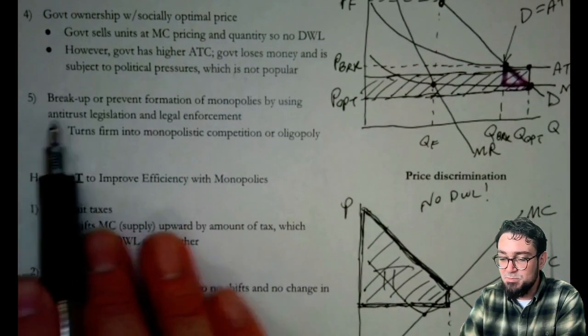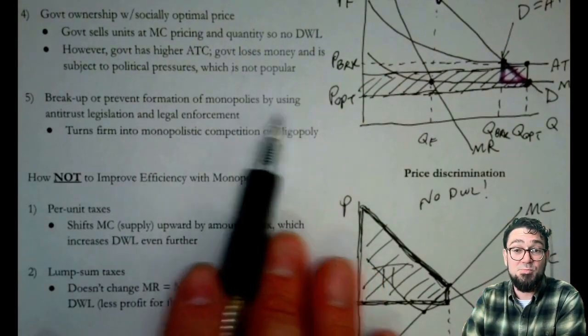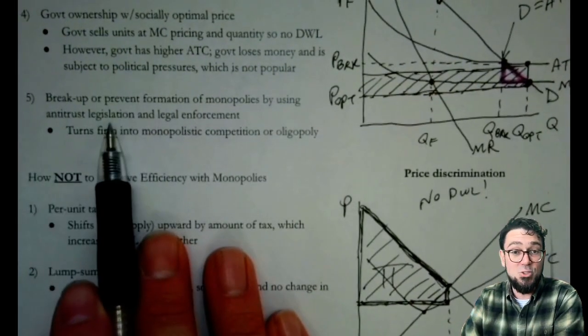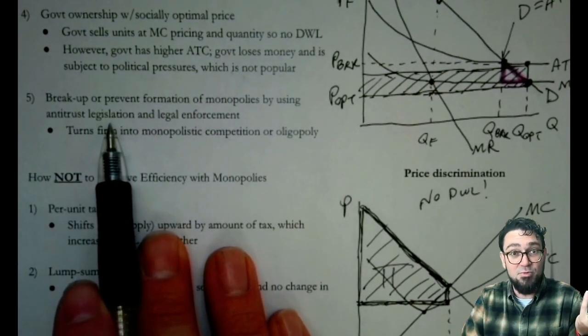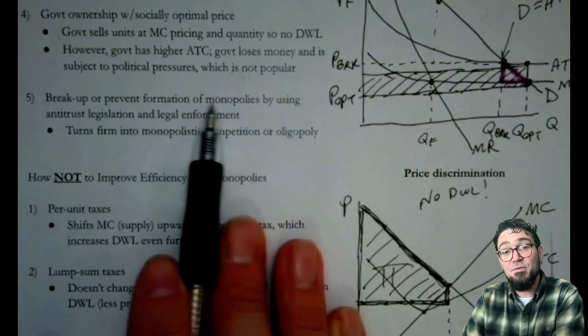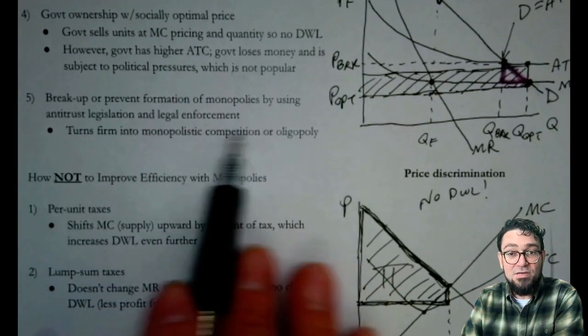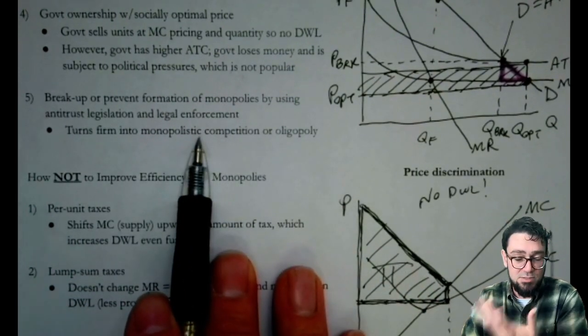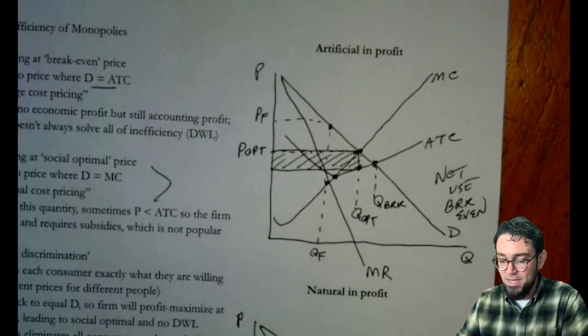The final option here is breaking it up or preventing it from forming in the first place. And so we sometimes will use antitrust laws, which basically are laws that prevent monopolies from forming, or we even break up monopolies and we turn them into different types of market structures. And we'll get to what those are later. So we just say, actually, you can't be a monopoly. We're going to break you up.